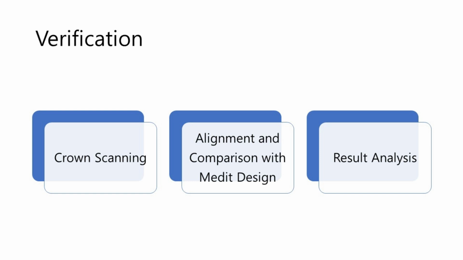3. Result analysis. Through this comparative analysis, we will evaluate the accuracy and functionality of the crown. This step is crucial in determining if the printed crown is suitable for actual clinical use. This process will enhance the quality of the printed crown and ensure it reaches a level suitable for clinical application. Such verification is vital in increasing the accuracy and reliability of dental prosthetics produced using 3D printing technology.